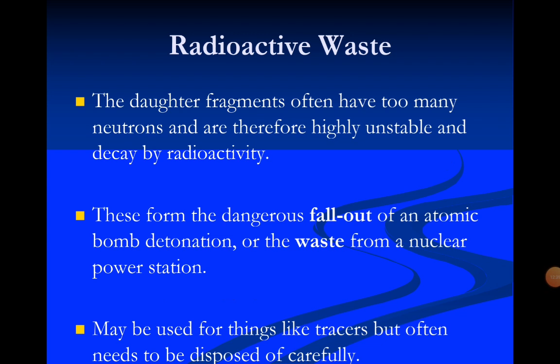Some disadvantages of producing energy in a nuclear reactor. We have radioactive waste. We get daughter fragments after the process, and they have too many neutrons and are therefore highly unstable, and they decay by radioactivity, releasing alpha, beta, and especially gamma rays. Another disadvantage is that after an atomic bomb has been dropped, there is a lot of dangerous fallout.